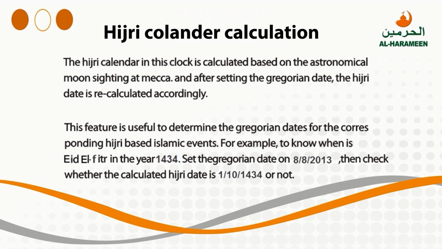For example, to know when is Eid al-Fitr in the year 1434, set Gregorian date on 8/8/2013, when the calculated Hijri date is 1/10/1434 or not.